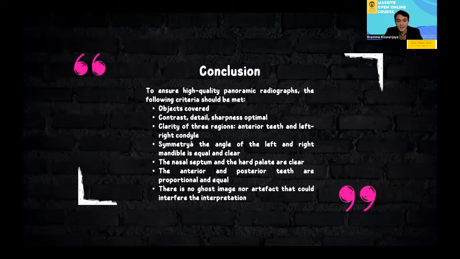To sum up, a high-quality panoramic radiograph must meet several criteria, including object coverage, optimal contrast, detail, and sharpness, clarity of three regions, the anterior teeth and the left and right condyle, symmetry, where the angle of the left and right mandible is equal and clear, the nasal septum and the hard palate are clear, the anterior and posterior teeth are proportional and equal, and lastly, there is no ghost image or artifact that could interfere with the interpretation.